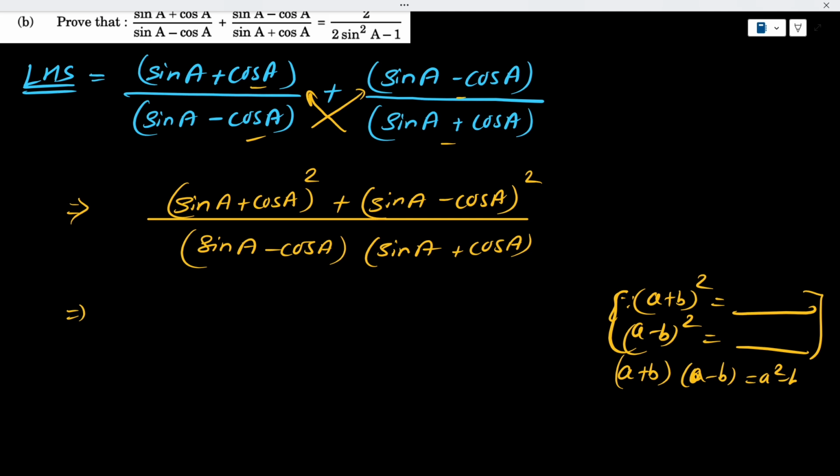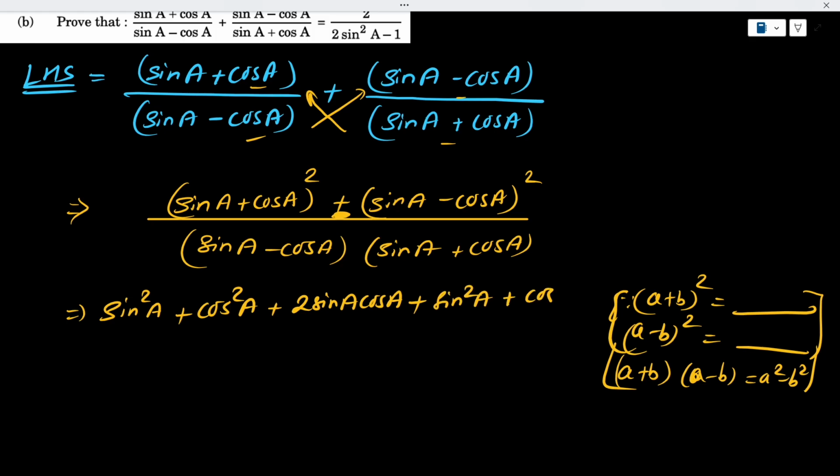So expand the numerator. It's sine square A, and in the middle, there is a plus sign, no minus sign, so I can directly open the bracket. If there is a minus sign, you need to use a bracket. Okay, and then the next step, you'll open the bracket. Plus cos square A plus 2 sine A cos A. Done. My first bracket is open. Now because there is a plus sign, I can directly open the bracket. Remember this, okay? Otherwise we'll go wrong again with the sign. Minus 2 sine A cos A.